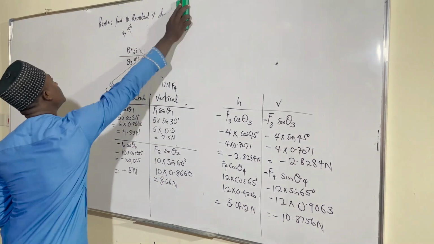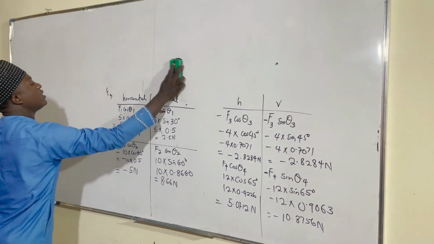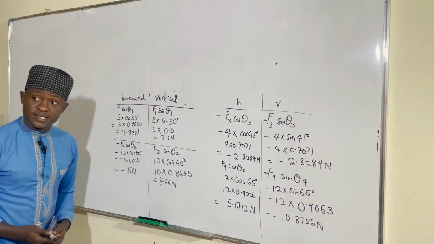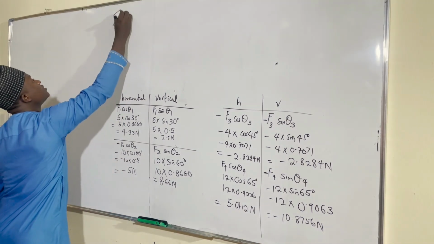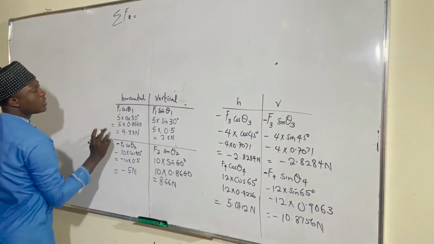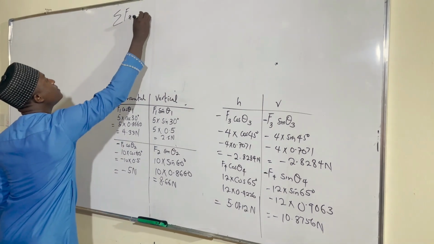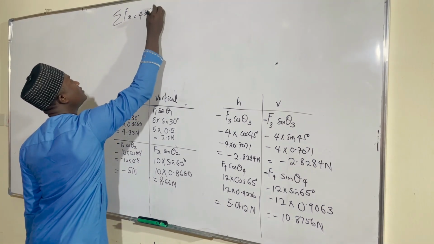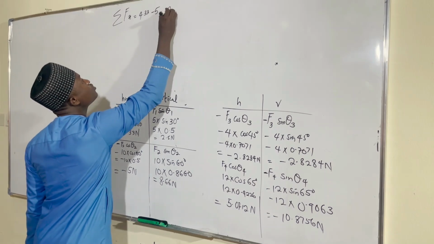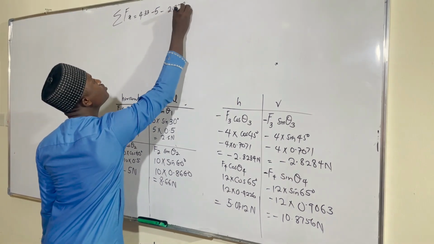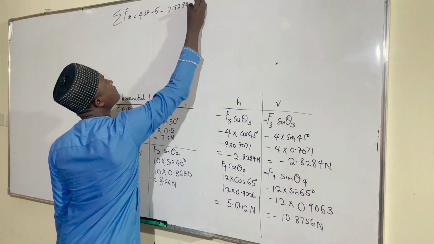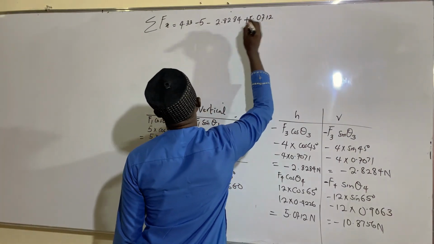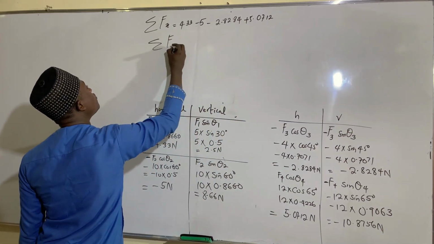We have the vertical, and at the same time, the horizontal. So summation of Fx, I told you if I use x, I'm talking about horizontal. Summation of Fx, this symbol is summation. Horizontally we have 4.33 plus minus 5, let me just say minus 5. The next one, minus 2.8284. The last one is 5.0712. At the same time, I will also find summation of Fy.